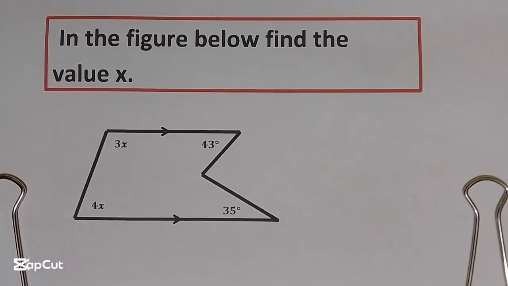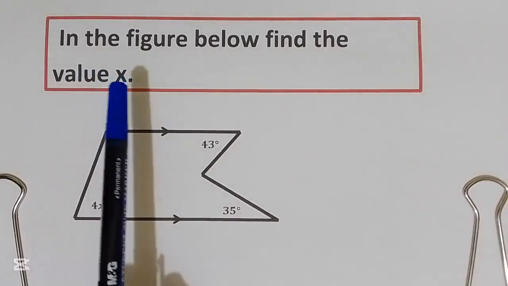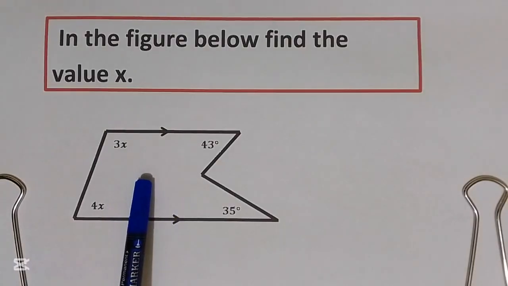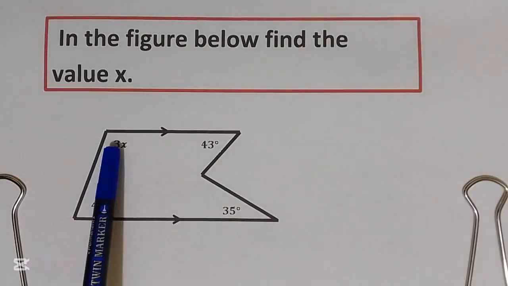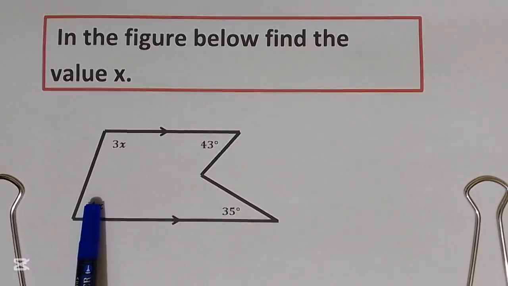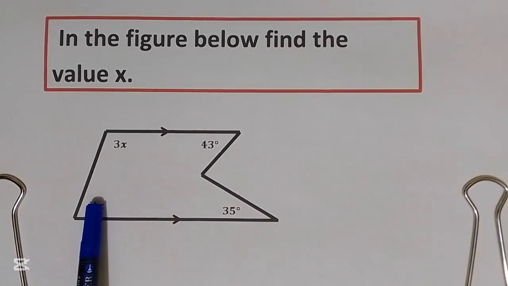We have a polygon question and we need to find the value of x. This is a pentagon because it has 1, 2, 3, 4, 5 angles. So first let's find the sum of interior angles of a pentagon.